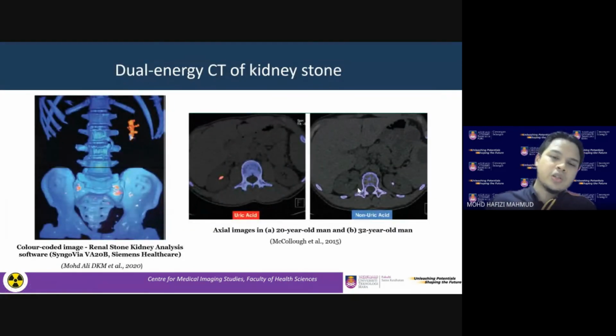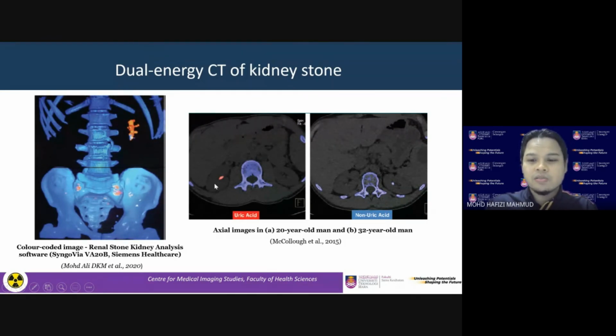The imaging has been improved from radiography, ultrasound, and non-contrast CT, and extended to dual energy CT. In dual energy CT, we have a special software that we call the Kidney Stone Analysis software, which produces a color coded image. Based on the color coded image mapping, for example, the red color shows uric acid and the blue one is non-uric acid. It clearly differentiates them.